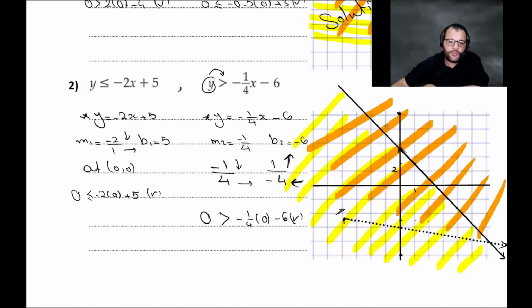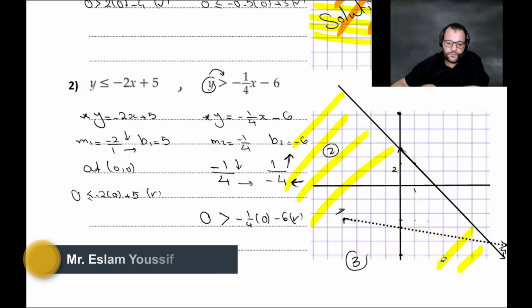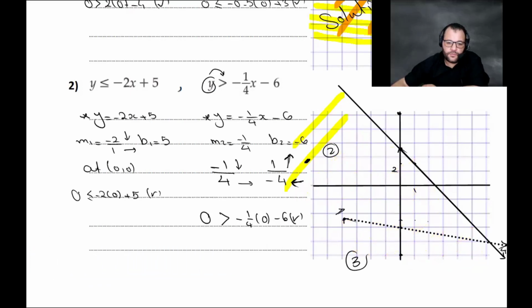So where is the common part? Now we have 4 regions: region number 1, region number 2, number 3, and number 4. Which one is the common part? 2 is the common part. So I'll just shade the common part. You only have to shade the common part, right, Mr.? Yes, only the common part. That is the solution.